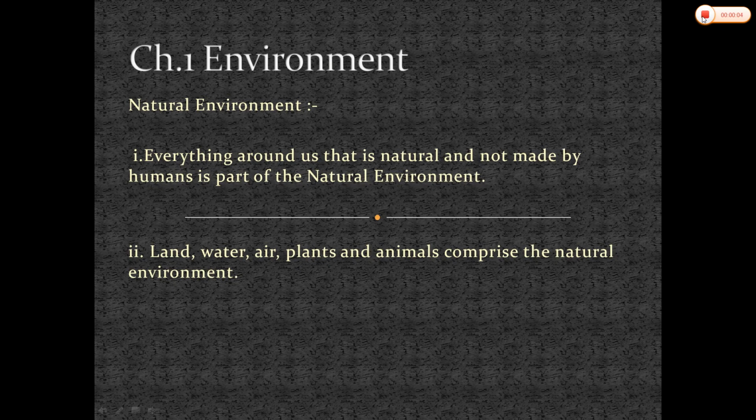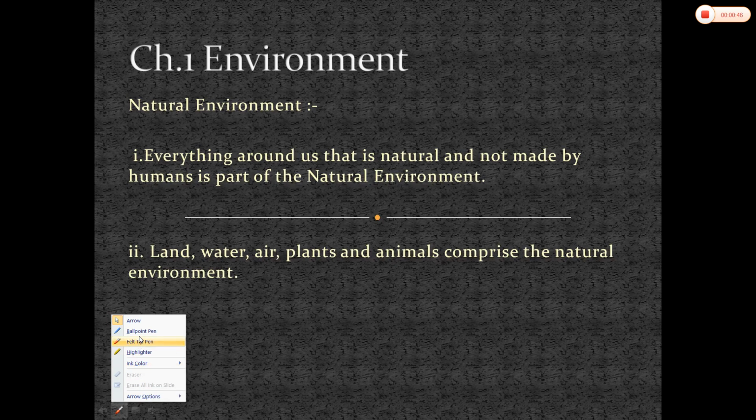Hello children. In the last period we started to discuss chapter number 1, that is environment. In this chapter, till now we have discussed the different components of environment like natural components, human-made components and human components. We have also tried to understand the meaning of environment. What we have understood is that environment means everything that surrounds us.